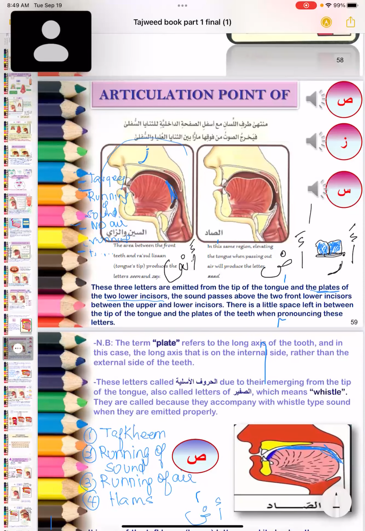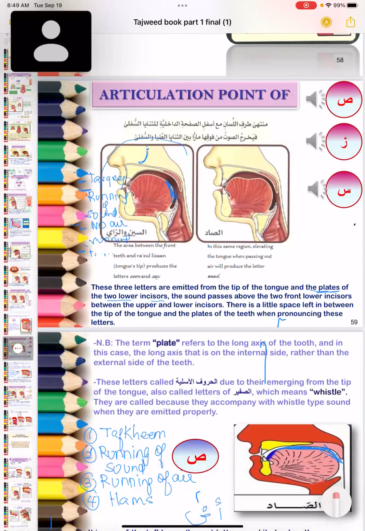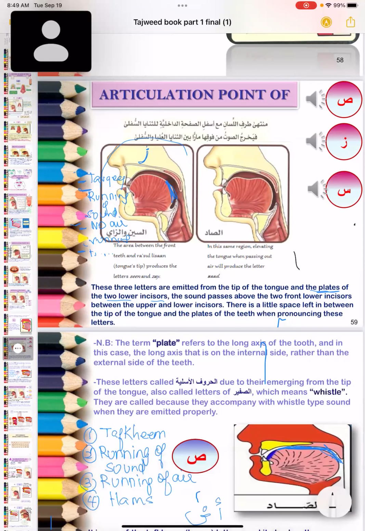How is this happening? Because the tip of the tongue is close to the plates. I said bring the tip of the tongue and touch, but there is actually a gap between the tip of the tongue and the plates of the teeth. What are the plates of the teeth, sisters? Let me show you here. When I say gum line, no, they are not gum line. Let me explain it.